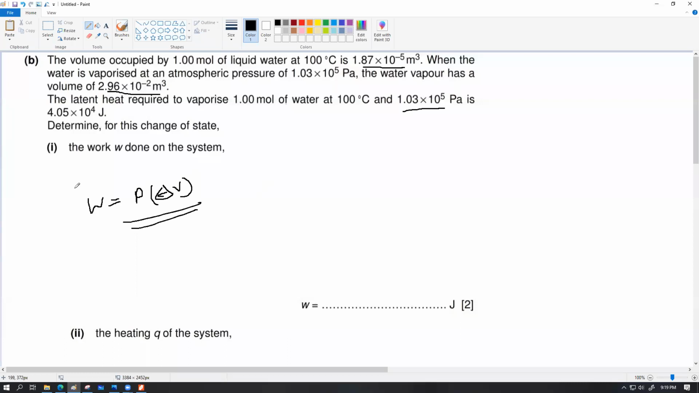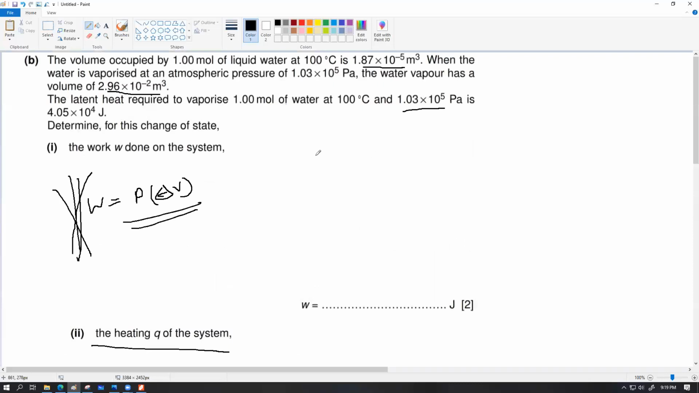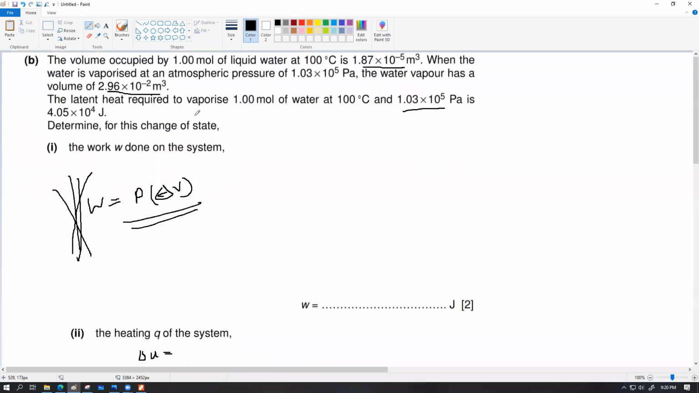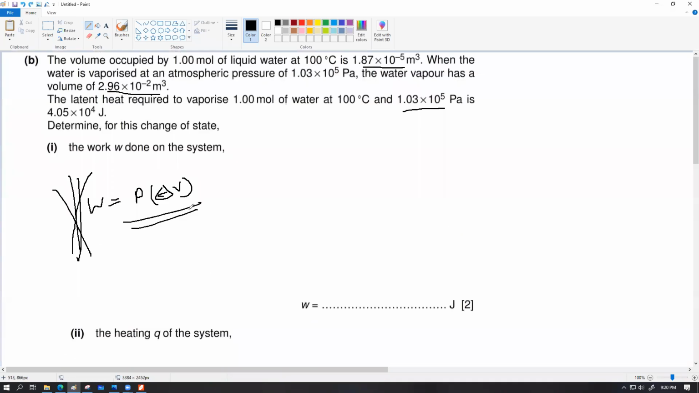Okay, how else could you possibly calculate this? Do you have any other formula? I left that blank: the heating Q of the system. Now understand one thing: if we go to the equation, let me just write up the equation, delta U equals... hold up. Wait, heating Q of the system. Actually heating isn't needed with this; the heat has to be found using this formula.